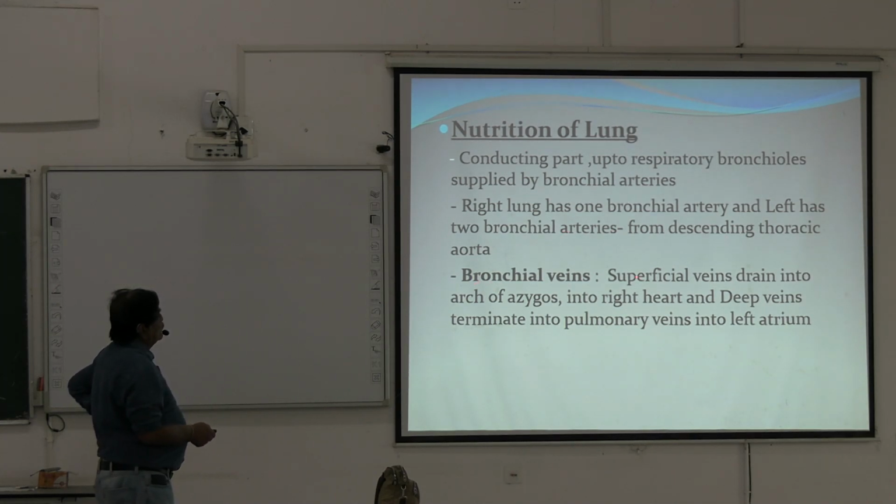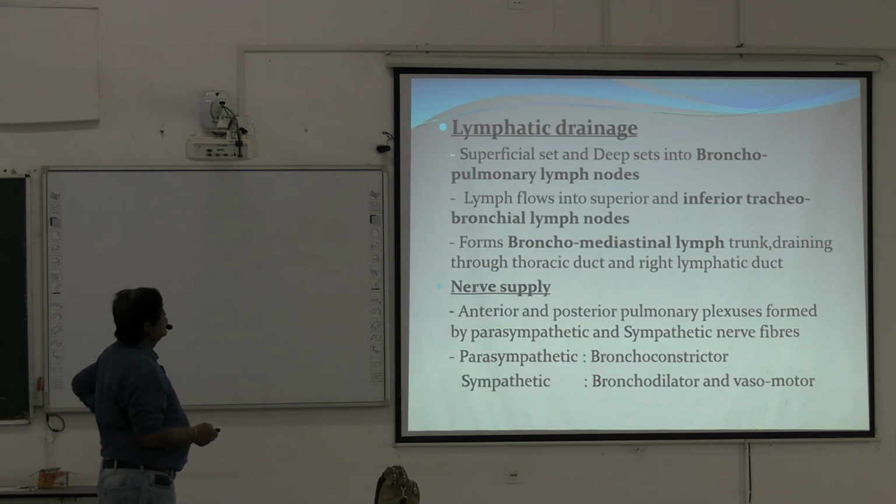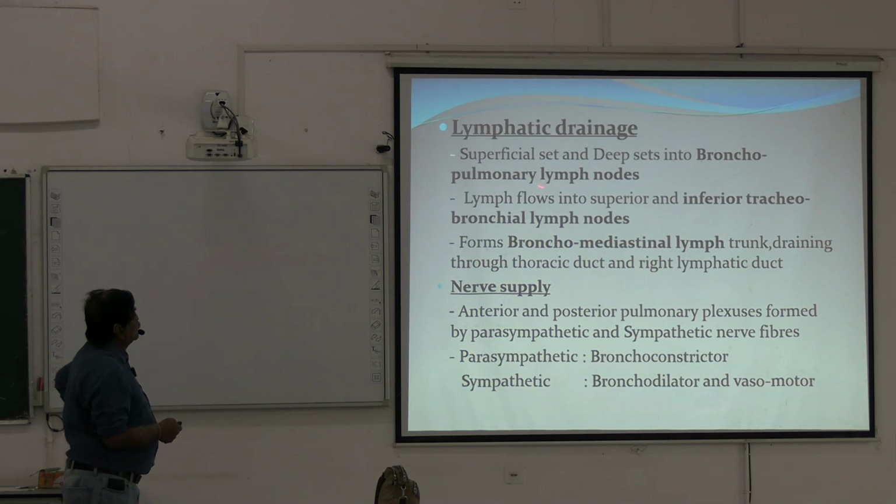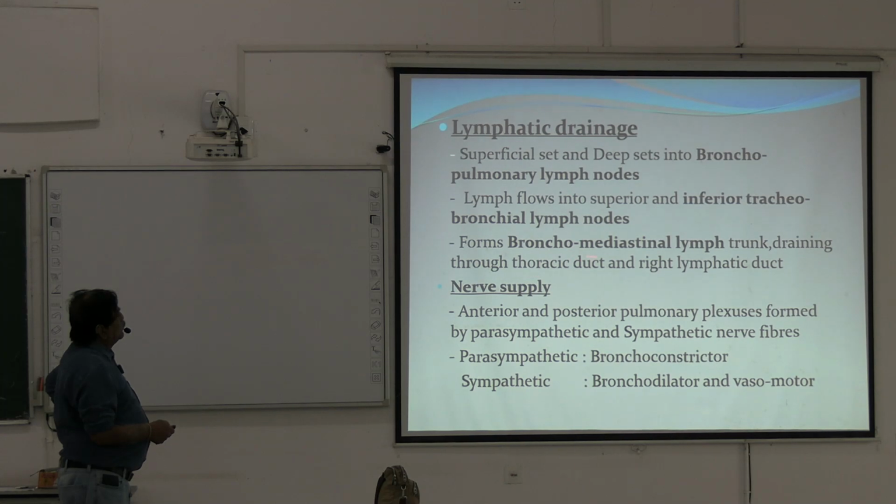Now bronchial veins: superficial veins drain into the arch of the azygos, into right heart, and deep veins terminate into pulmonary veins into the left atrium. Lymphatic drainage: superficial set and deep sets into bronchopulmonary lymph nodes. Lymph flows into superior and inferior tracheobronchial lymph nodes, forms bronchomediastinal lymph trunk, draining through the thoracic duct. All lymph goes through the thoracic duct and right lymphatic duct.